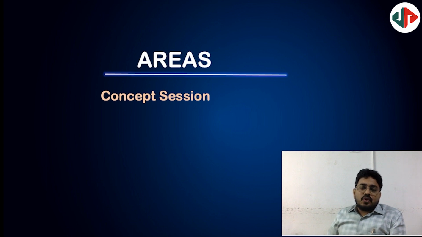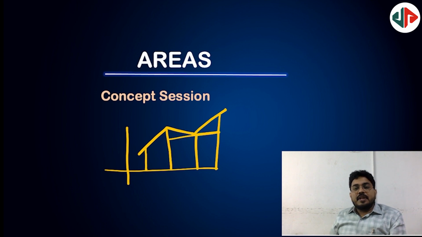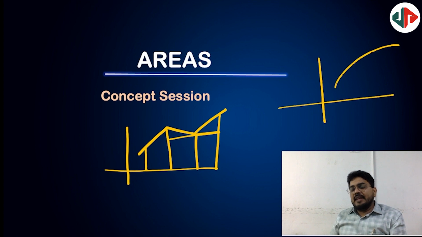Okay, so if you have a shape like this, and I need the area between these two, happily I can divide it into quadrilaterals or triangles and find the area. But when the curve is like this, how do we find this area?